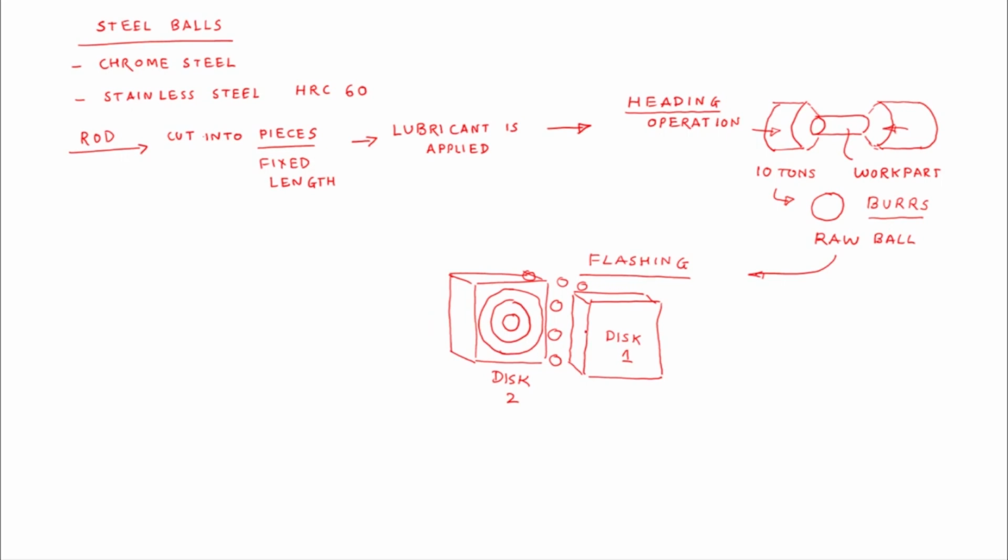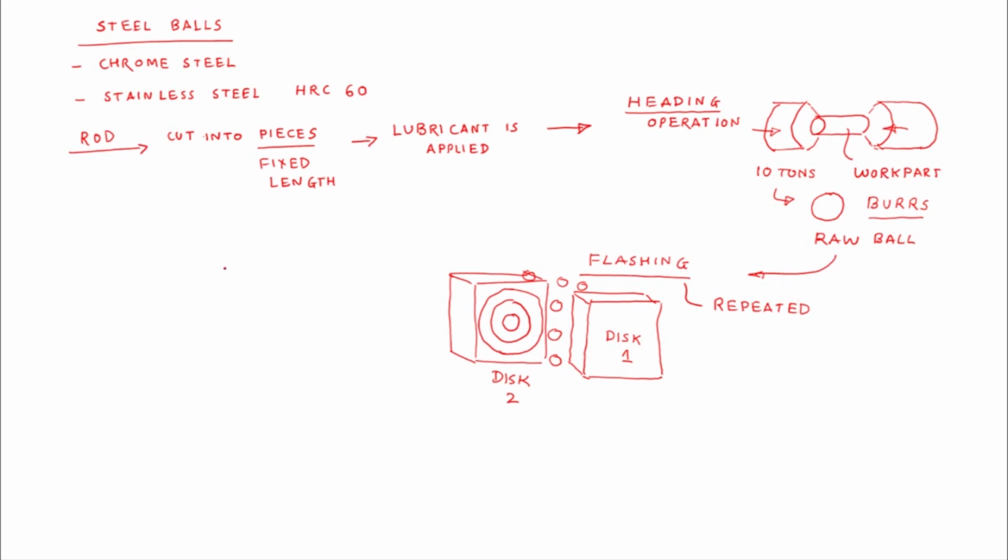During the relative motion, we take the raw balls in between these two discs so that the burrs or unwanted portion will get removed. The discs are metal discs, and they are hardened, having a hard surface. During the relative motion between disc 1 and disc 2, with the balls, we are just removing the burrs. This flashing will be repeated until we get the required surface finish on the raw balls.